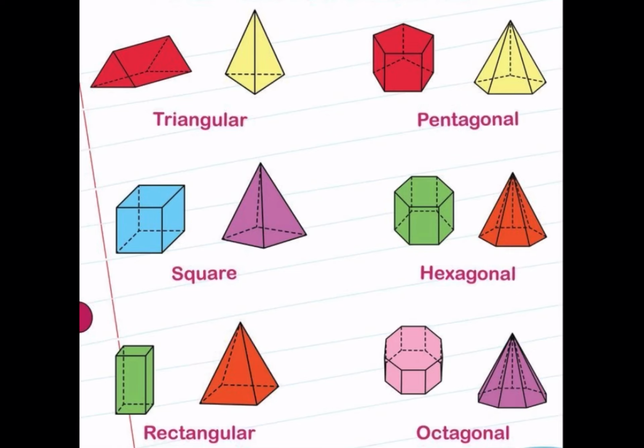Exercise 83.2, number 2 is asking you to match the 3D object with the net. So you have to imagine that you have opened up the 3D object and made it flat, and you have to say which net matches which object.